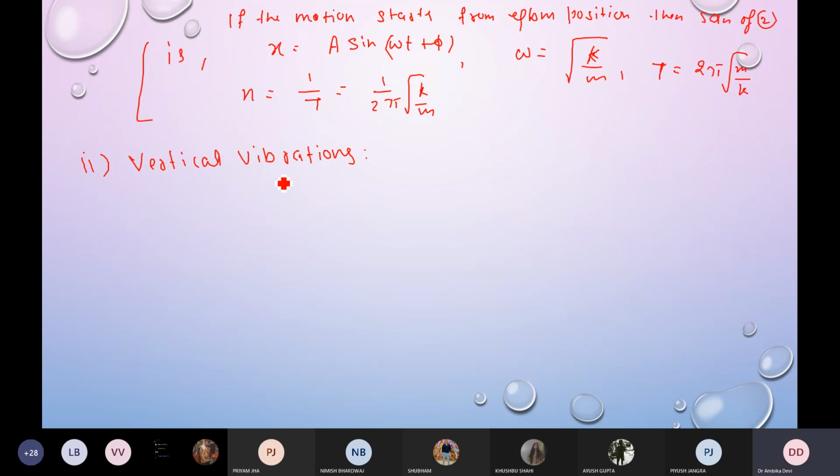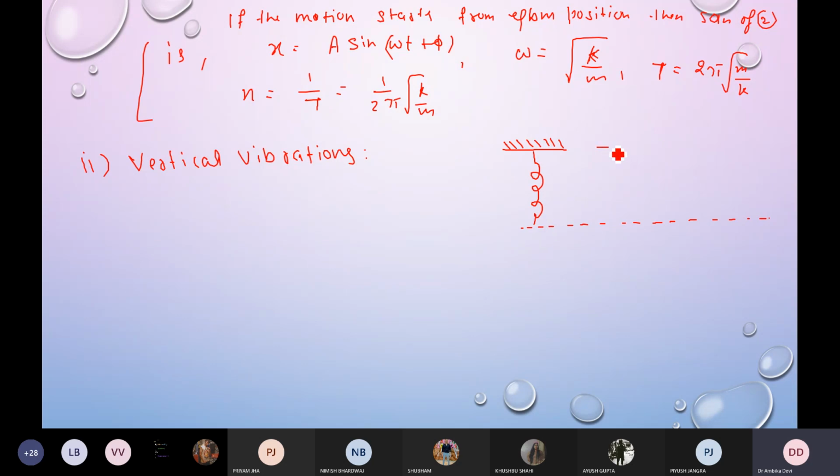Okay, so vertical vibrations. In this case, let us consider a massless spring of length L hanging vertically. So this is the situation. Let us say this is our fixed point where the spring is fixed. Okay, so this is the situation, and this is the situation without mass. We have not attached any mass to the system, so this is the position of the spring without mass.